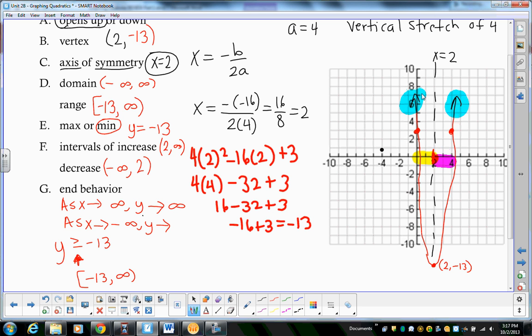If I look back at the other end, what happens as x goes to negative infinity? As x gets lower and lower, what happens to y? And y is still going to positive infinity. So the end behavior, what's happening at the ends, y is always increasing. Y is getting higher and higher no matter if I'm looking to the left or to the right.